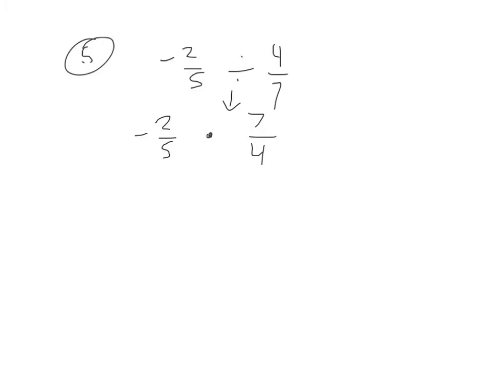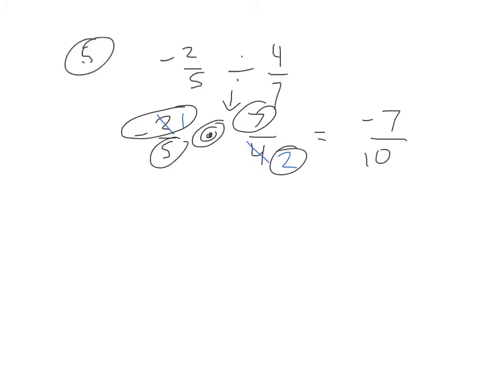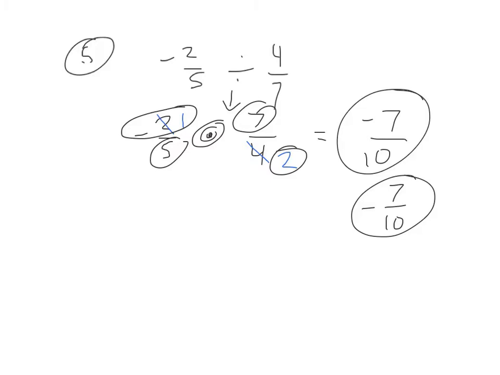So let's cancel those by dividing by the same thing. Let's divide both of them by 2. Negative 2 divided by 2 becomes a negative 1. 4 divided by 2 becomes a 2. So now let's multiply. Negative 1 times 7 is, of course, negative 7. 5 times 2 is 10. Negative 7 over 10, or negative 7/10. Either way is fine with me, but that is your answer.